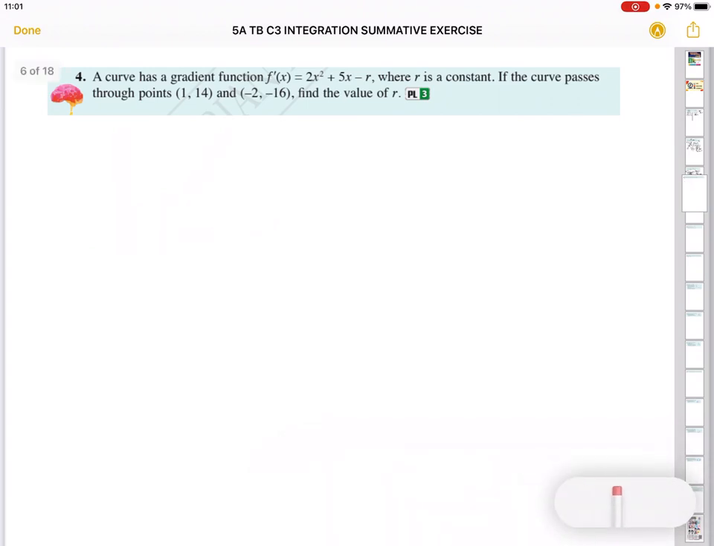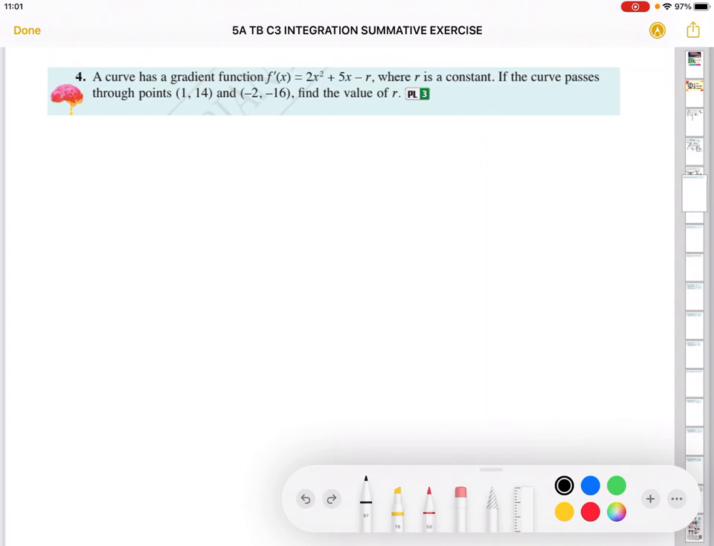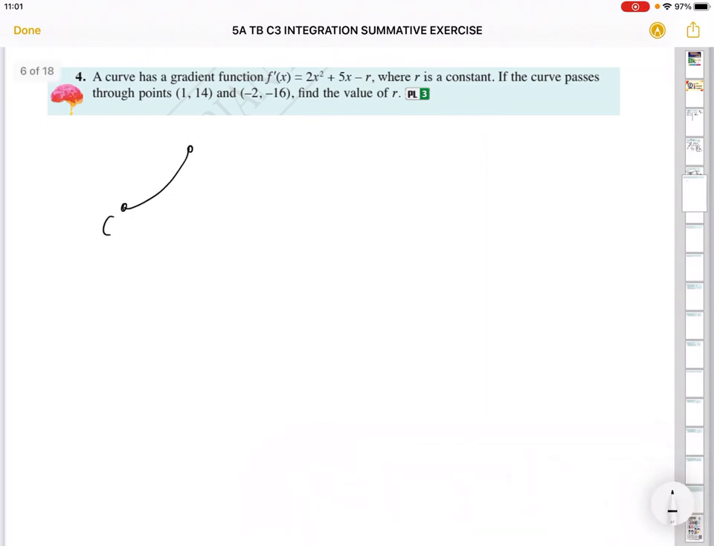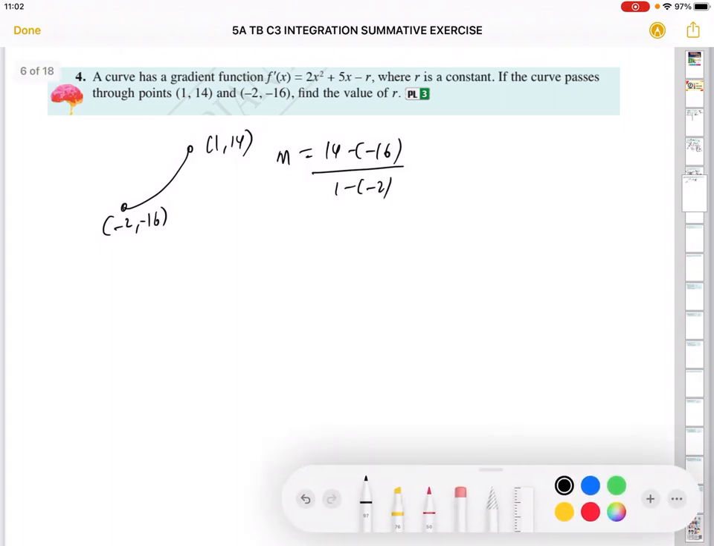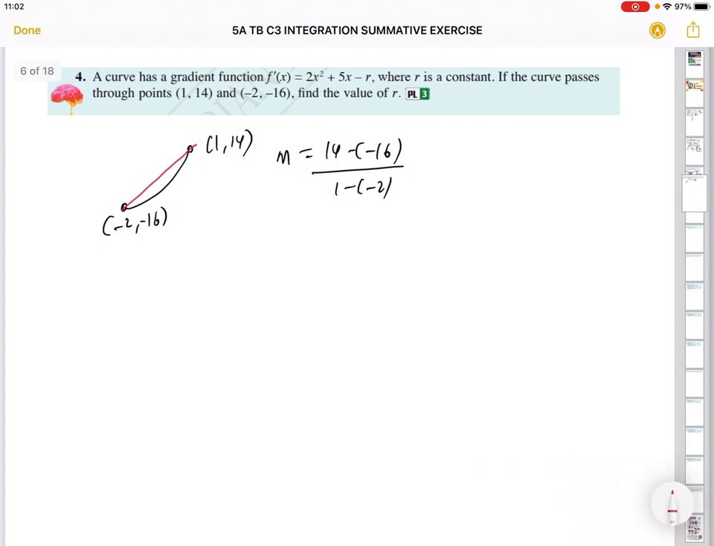Okay, now I will just draw for you. A lot of people tend to think that this minus 2, minus 16, 1, 14, and then they go and find the gradient using 14 minus minus 16 over 1 minus minus 2. Now this is a crime, this is illegal, this is wrong, because this is the gradient of this straight line. It doesn't represent the gradient of the curve.